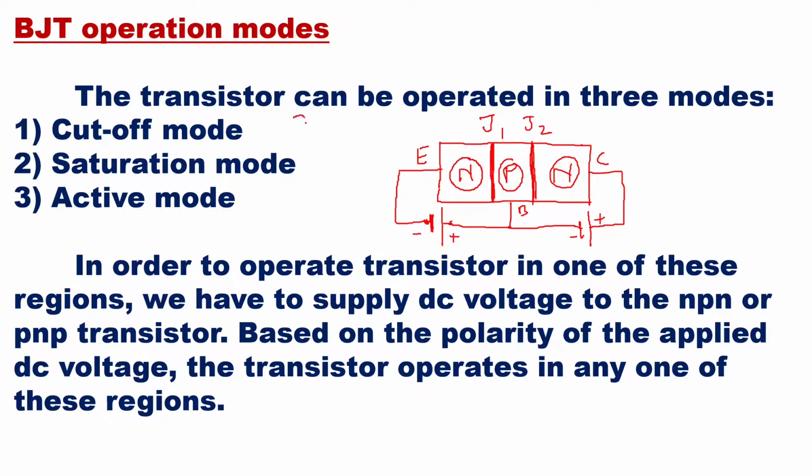So in that case, you can use these two modes, that is cutoff mode and saturation mode, if you want to use a transistor as a switch. If you want to use a transistor as an amplifier, then you have to use active mode. So if you want to use a BJT as an amplifier, then you have to see that your BJT operates in active mode. So these are the three modes in which your transistor, that is BJT, bipolar junction transistor, is going to operate. And the three modes are named as cutoff mode, saturation mode, and active mode.